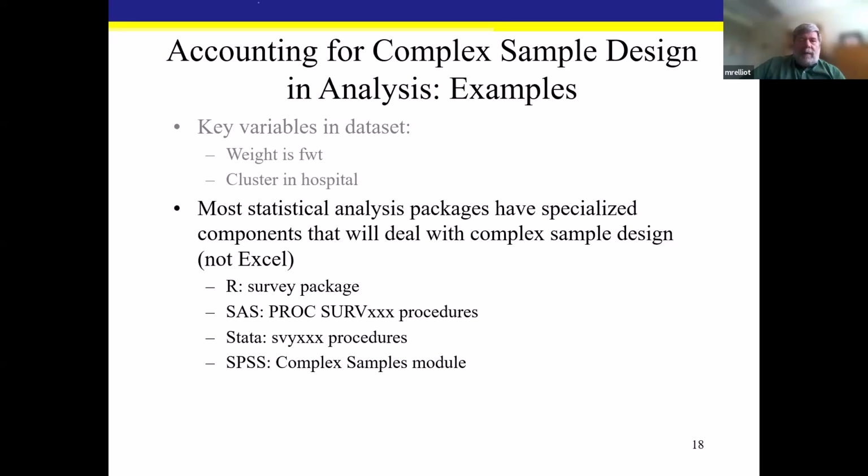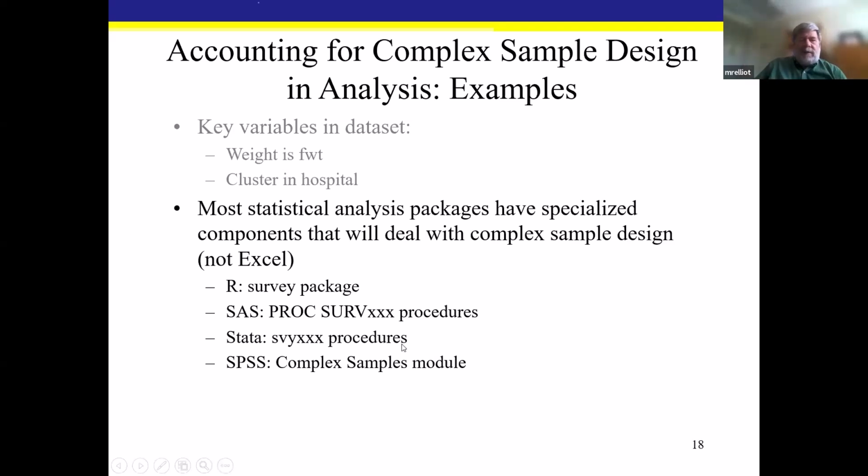In R, which has sort of become the default nowadays among statisticians, I think, these biostatisticians, there's a survey package that can handle a lot of this. SAS has the PROC SURVEY procedures, Stata the SVY procedures, and SPSS, again, I'm not sure what people use, but it's more of the social science world, the complex samples modules. I haven't used SPSS in 30 years, so I won't talk about that.